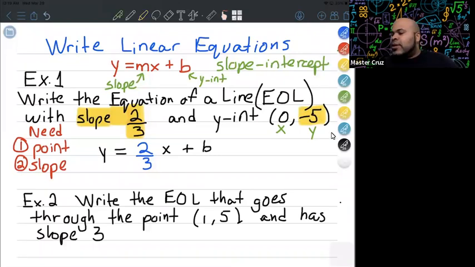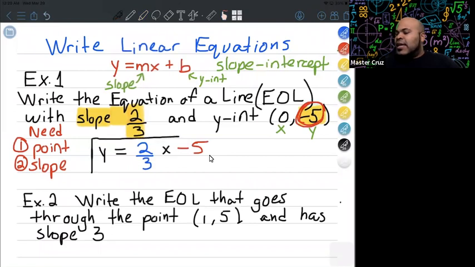So then I'll come here and circle this and say, well, the y-intercept in this case is -5. So instead of plus b, I'm actually going to erase the plus b and put -5. And that will be the equation of a line in slope-intercept form because I have a slope 2/3 and I have a y-intercept -5.